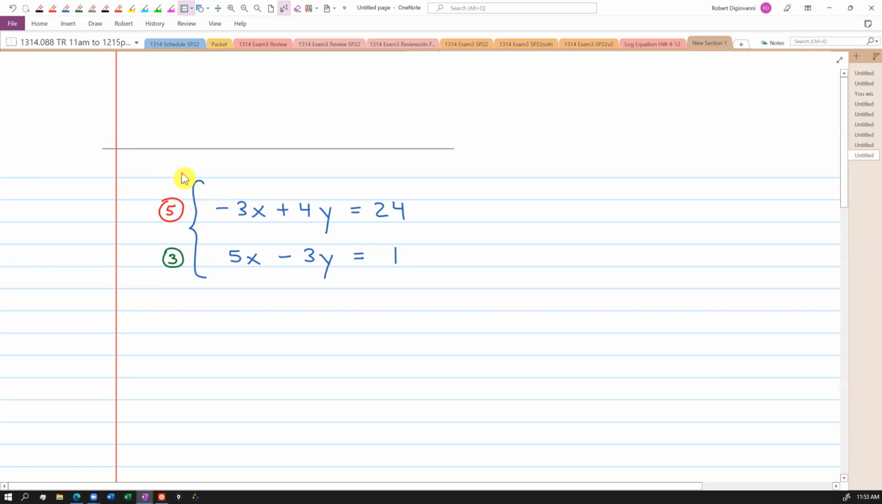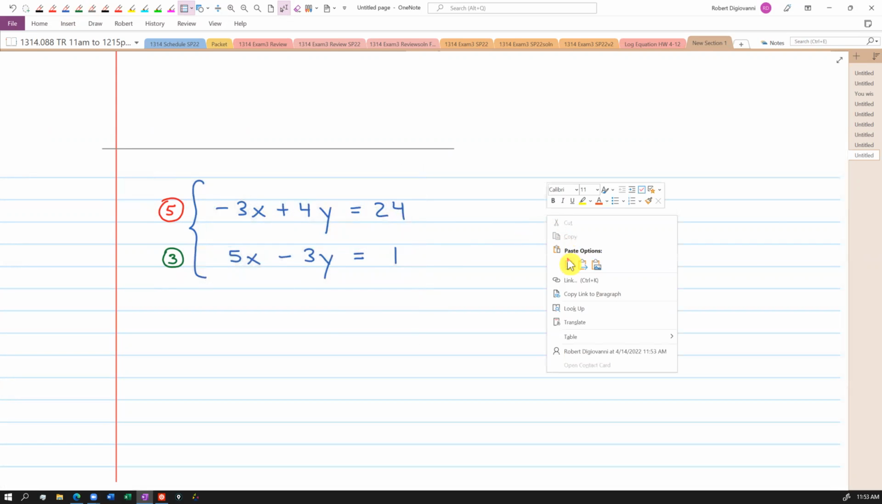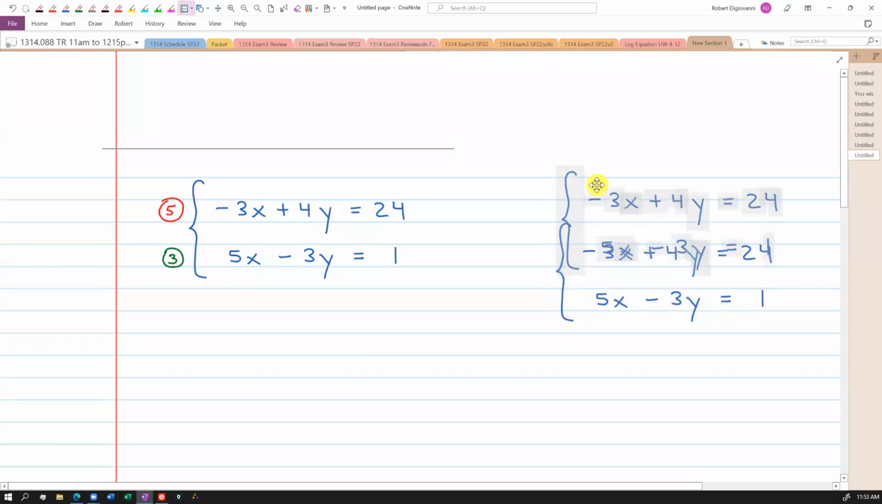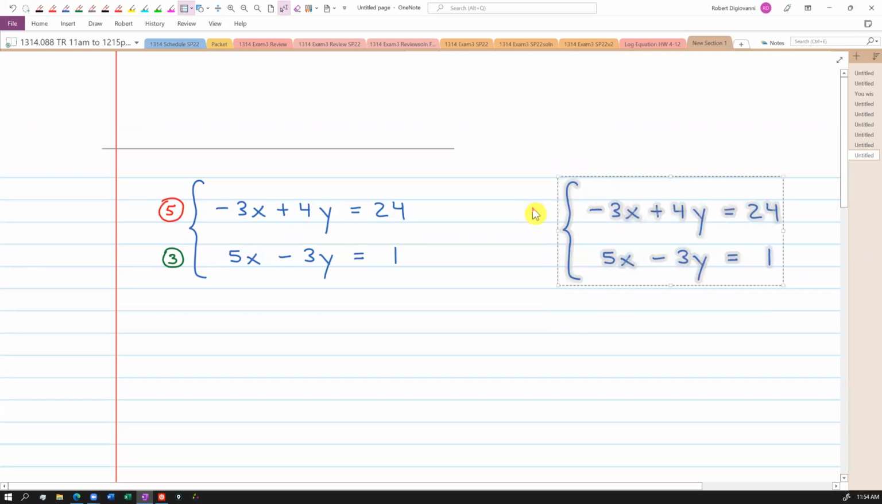You sure? That's one way to do it, and that's the way I'm going to do it. But someone else could have done this. They could have said, I want to kill off the y's instead. And they say, okay, what is a number that is a multiple of both 3 and 4? Well, 12, right? So let's turn this into a 12y. So we'll multiply the top one by 3.